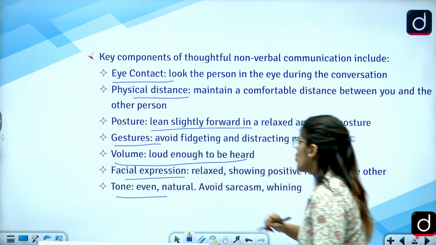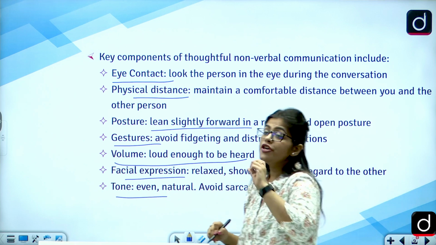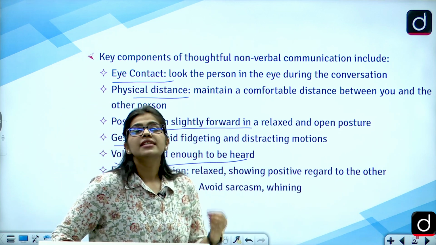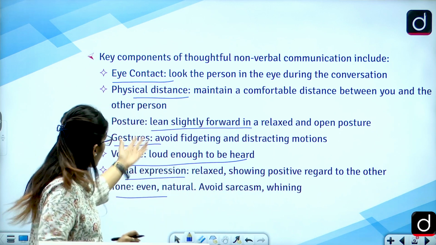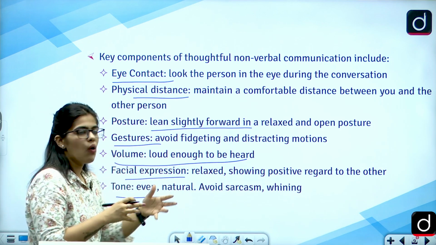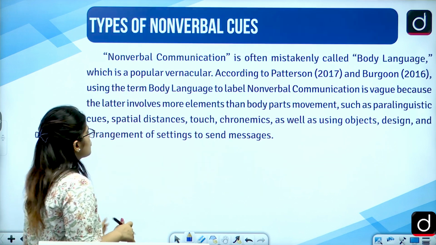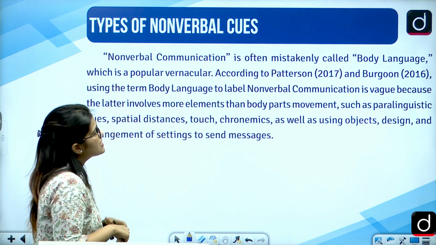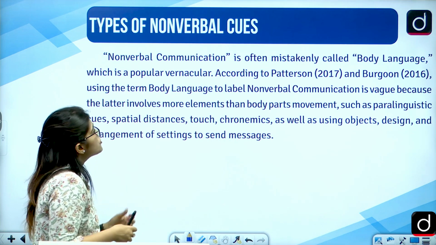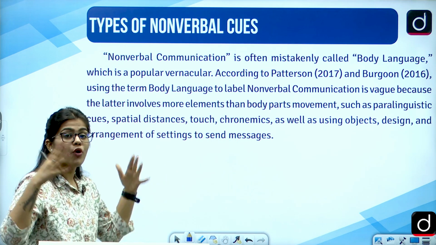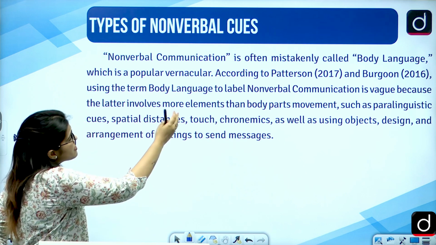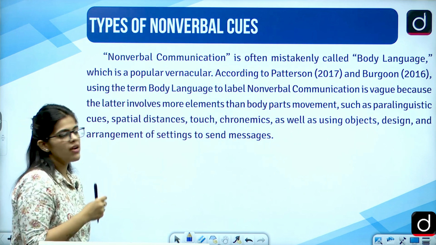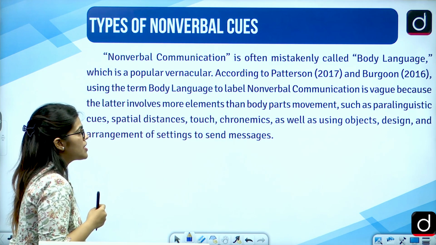Then comes the tone of the message also. Are you sarcastic? Are you avoiding the conversations? Are you polite? These are the few aspects or the key components that are always there in the communication process. So non-verbal communication is often mistaken as body language, but it is of a broader definition. So there are different people like Peterson and others who have given a huge amount of definitions about non-verbal communication.